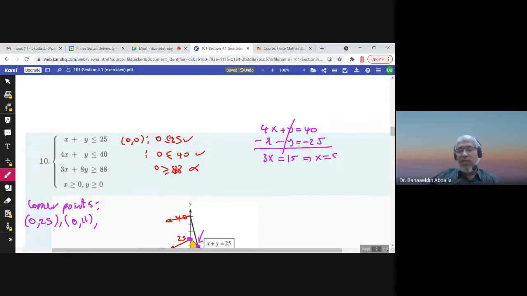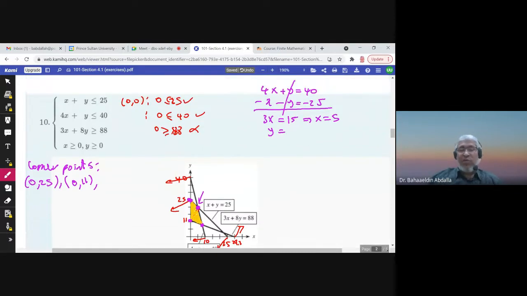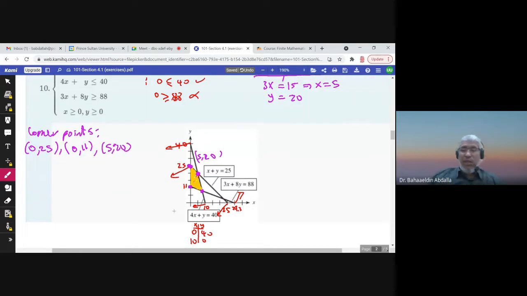So x is 5. And if I put it in the second equation, x plus y equals 25, so if x is 5, y would be 25 minus 5, y would be 20. So the point is 5 and 20. So this point has coordinates 5 and 20. Is this okay? Yeah. This is 5 and this is 20. Yeah, it's okay.